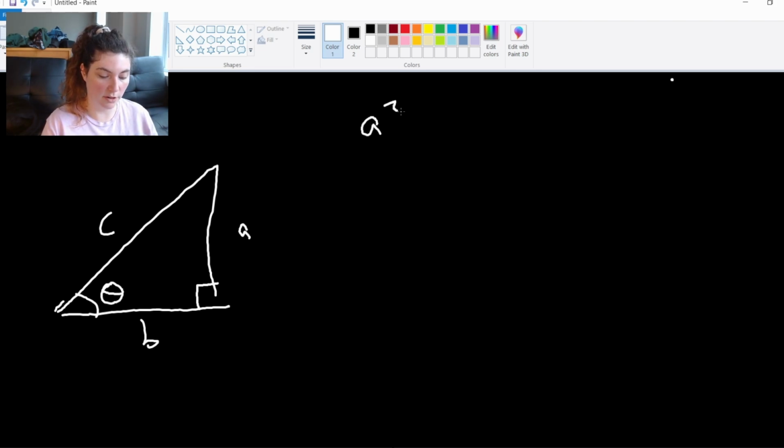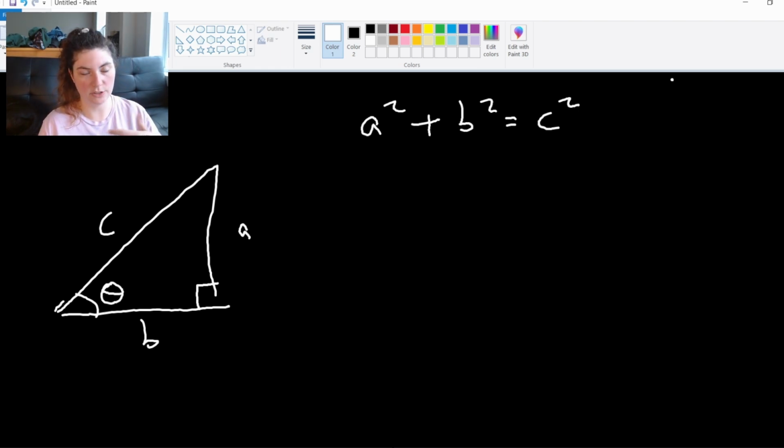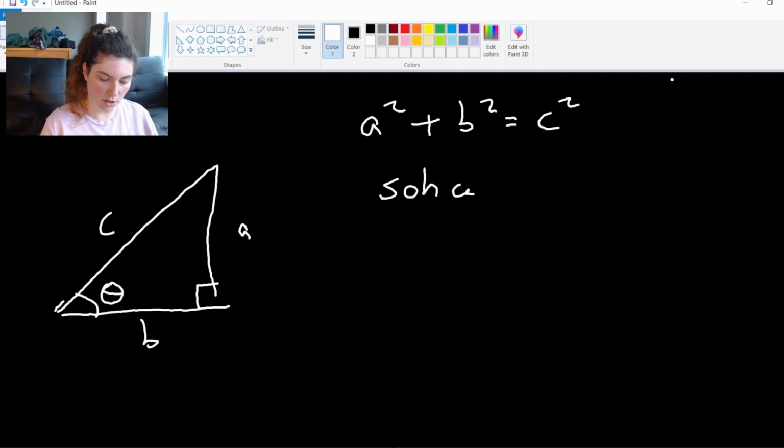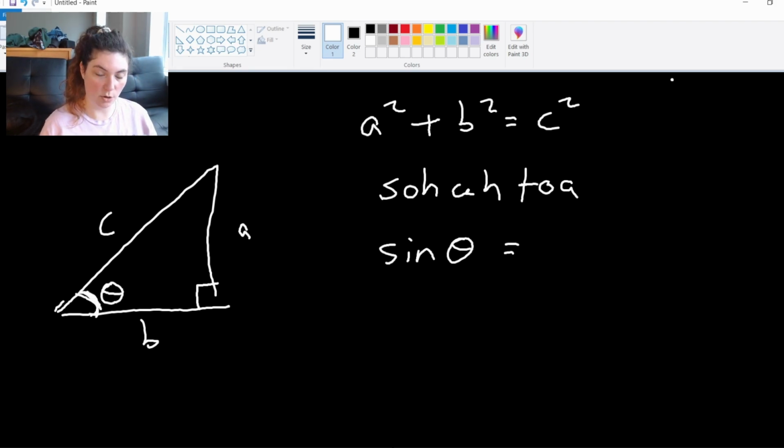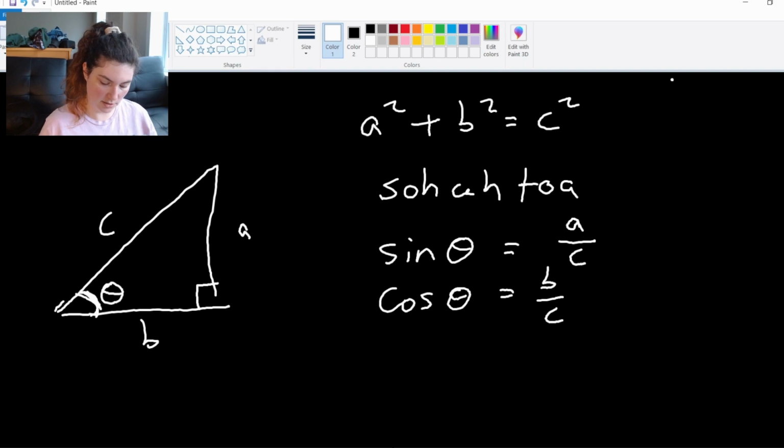We know the Pythagorean theorem, a squared plus b squared equals c squared, when you're given two lengths and you need to find the third, or you need to backtrack. We also have our basic SOHCAHTOA, where sine of theta, here's theta in our triangle over here, sine of theta is opposite over hypotenuse. In this case, it's going to be a over c. Cosine of theta equals adjacent over hypotenuse. In that case, it's b over c.